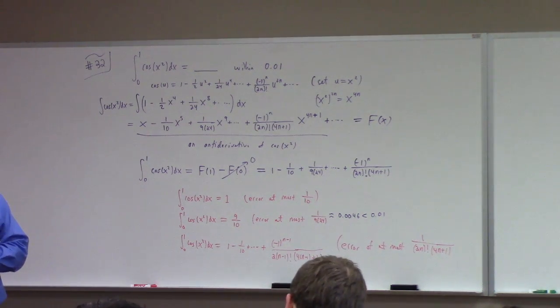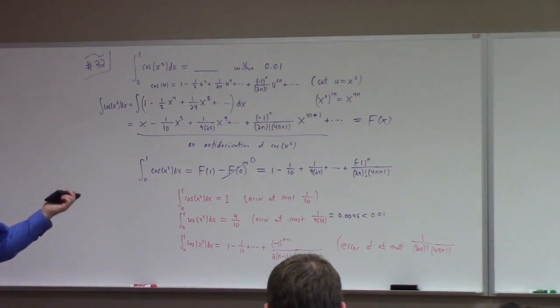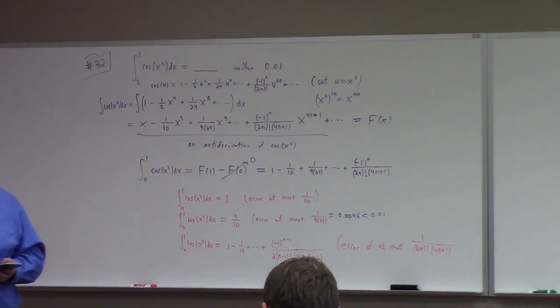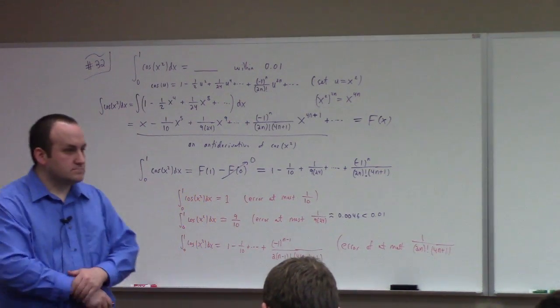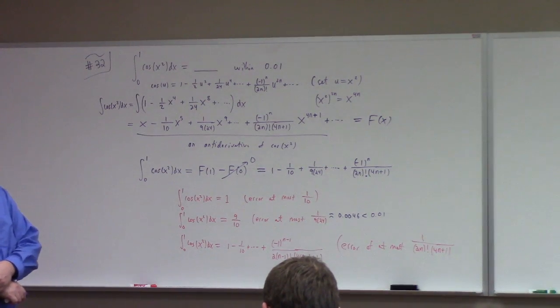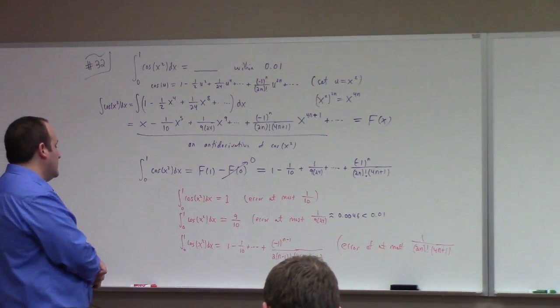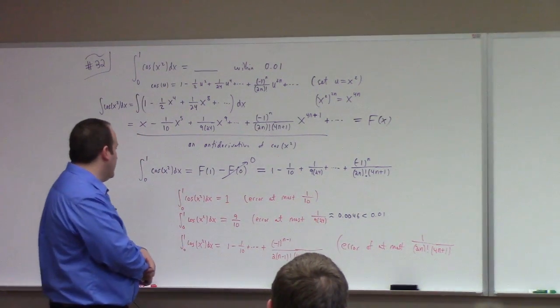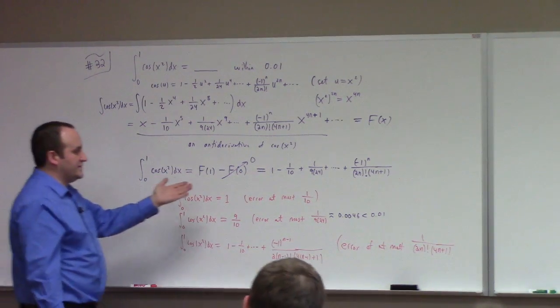Now your homework problem isn't exactly this, right? What's the difference with the homework problem? It's sine of x squared, but same logic, right? Does that make sense? So you don't need to use Lagrange's. There's no need for Lagrange's estimation theory here, because this is an alternating series.